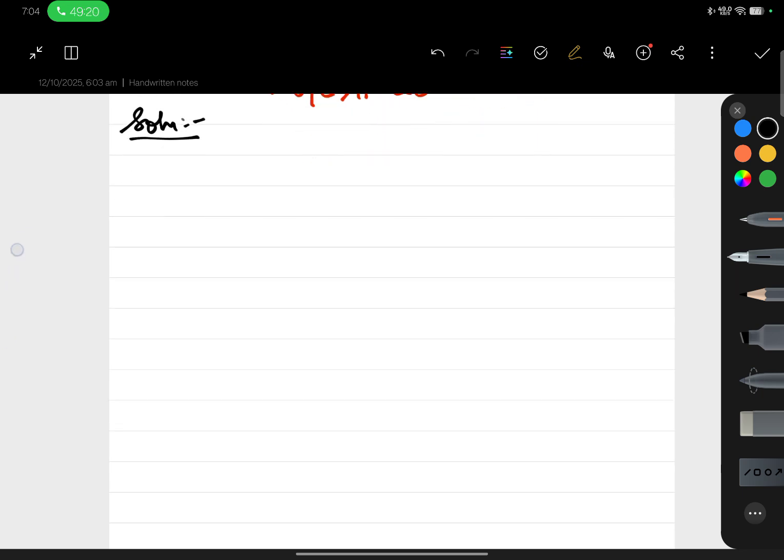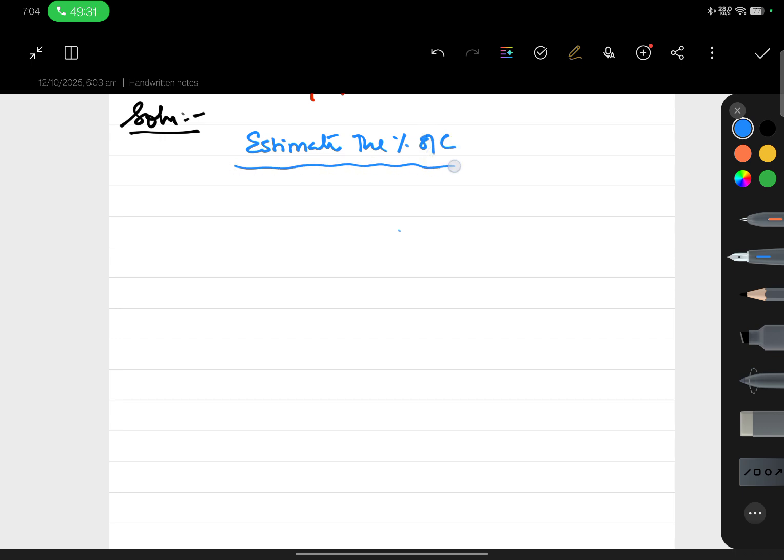Yes. Very simple. The method is very, very simple. First, we are going to estimate the percentage of carbon. How do we calculate? First, we know by mass, how much carbon does carbon dioxide have? 44 grams of carbon dioxide has 12 grams of carbon. Correct? What is the mass of carbon? 12. What is the mass of oxygen? 16. So 32 plus 12 is 44. Correct?